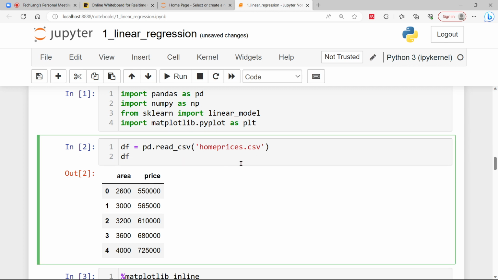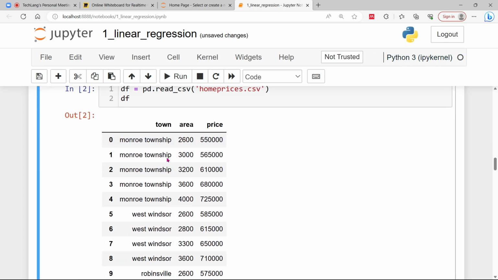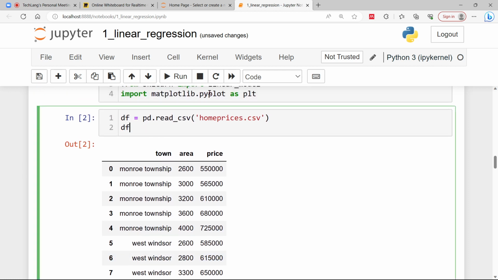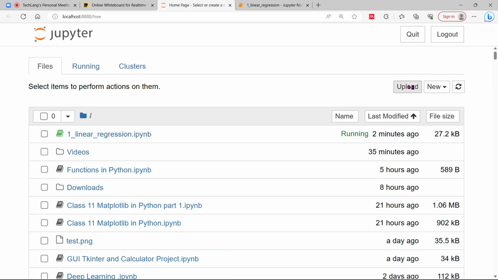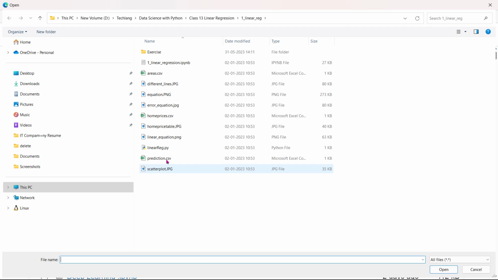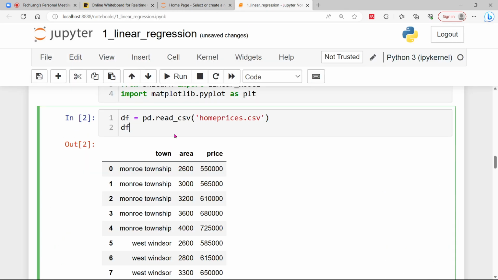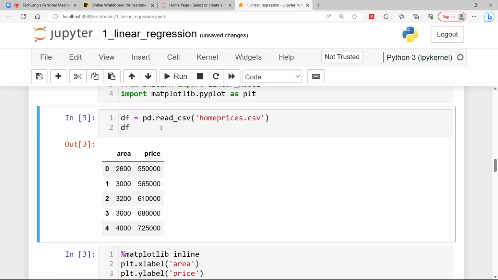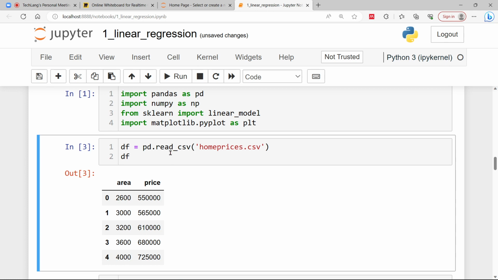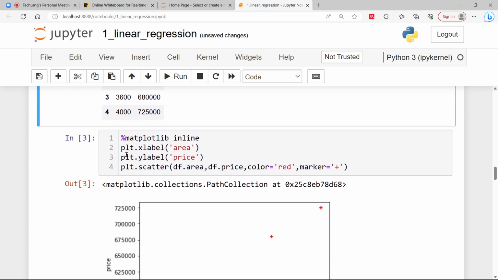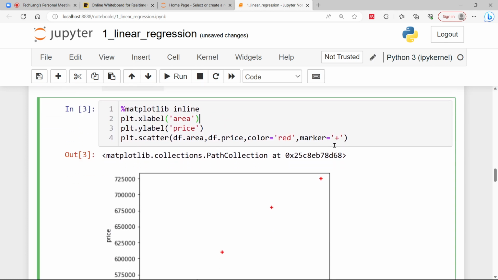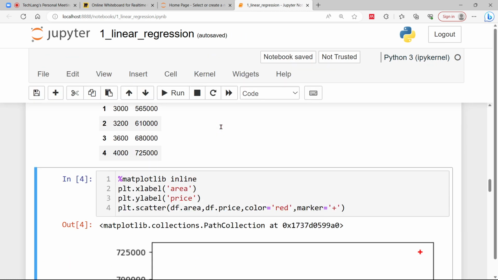So let me import this part. Yes, you can see. Okay, this is the home price, not the exact data set. Let me upload that home price. This is the home price, upload, overwrite, and yes, this is the home price: area and price, only two columns. Now let me create a matplotlib scatter plot so that I can check the accuracy for this value, right?